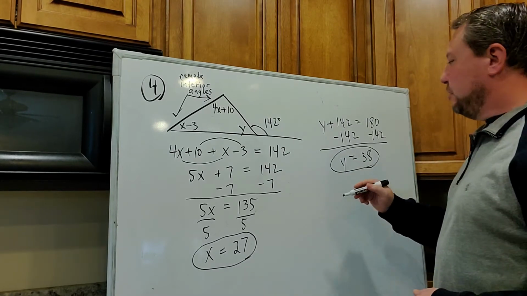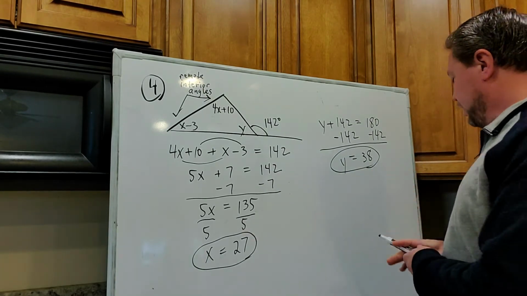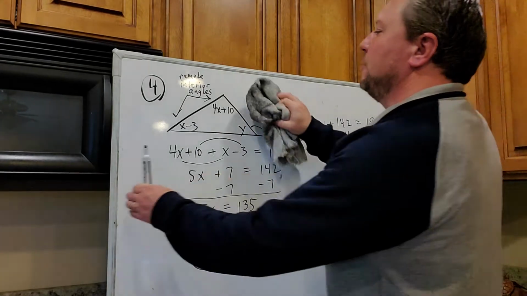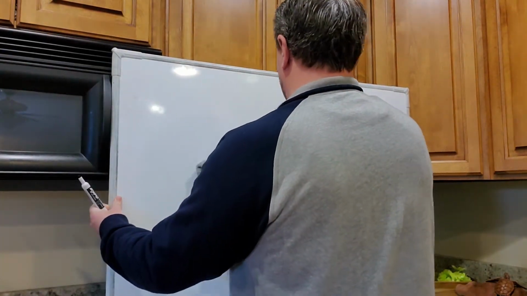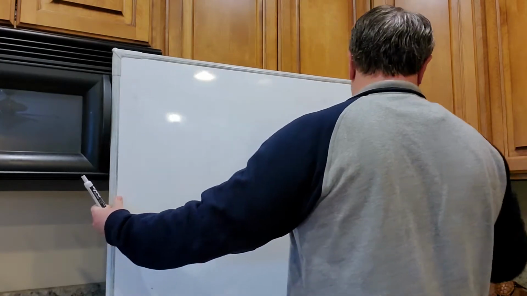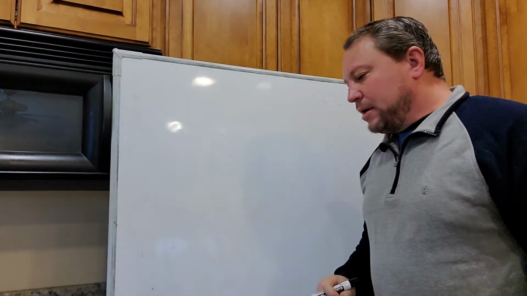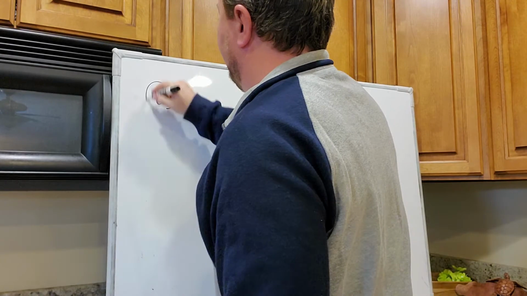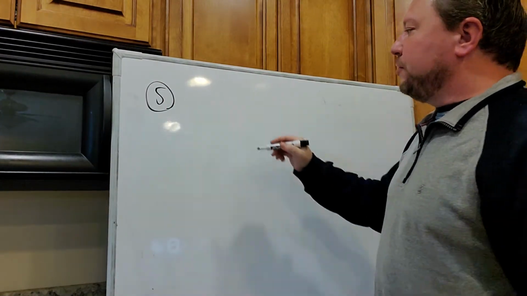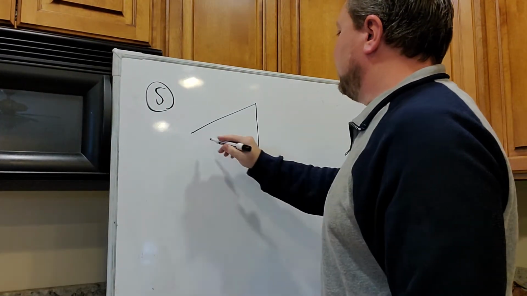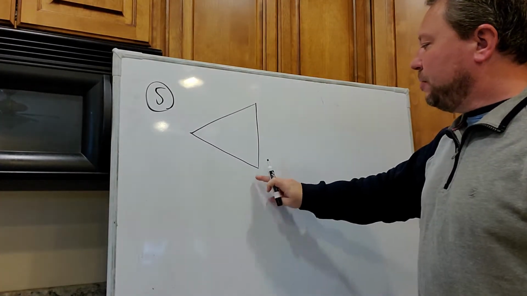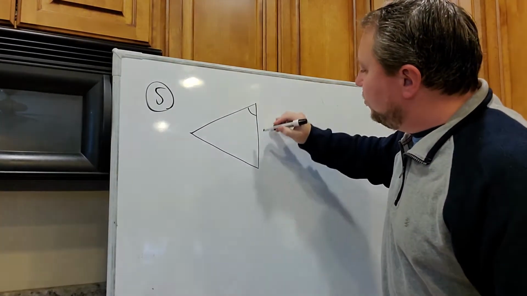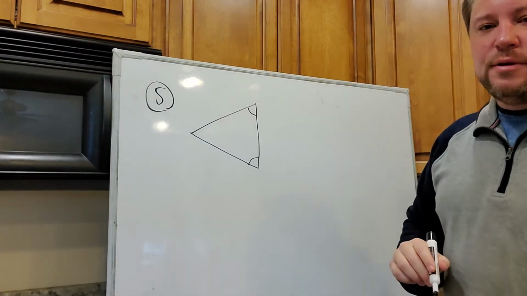Okay, let's see if I'm going to go ahead and erase this. Okay, on problem number 5, we've got a picture of a triangle, and it turns out it's not just any triangle. In the picture, they have marked that these two angles are congruent.